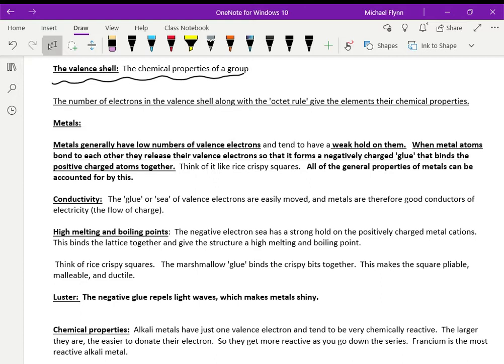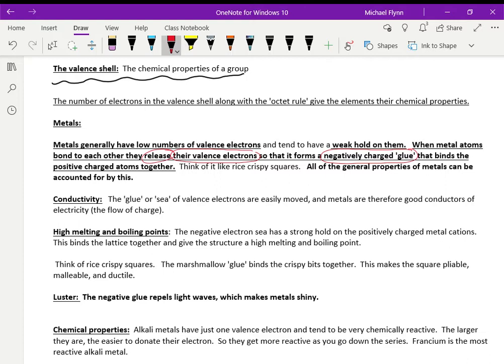I used Rice Krispie squares, and the students today had Rice Krispie squares. It says, when metal atoms bond to each other, they release their valence electrons. I'm going to circle this in red. They release their valence electrons so that it forms a negatively charged glue that surrounds and binds the positively charged cations. So the metal atoms that have liberated their electrons are now positively charged, but they're surrounded by this soupy sort of glue of electrons. Okay, we call it a sea of electrons, like an ocean, and that bonds the positive charges.